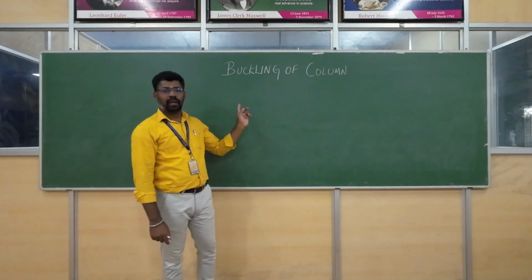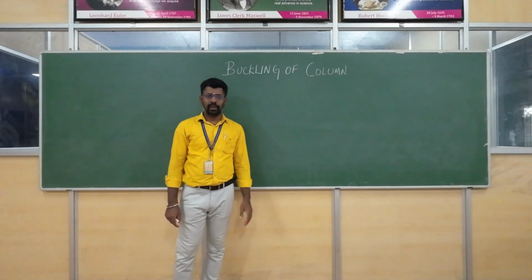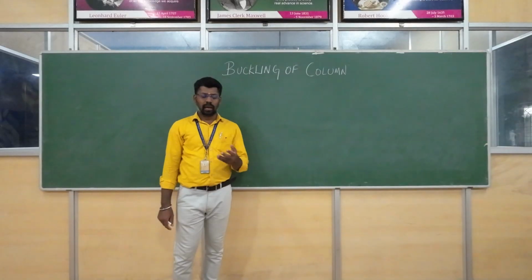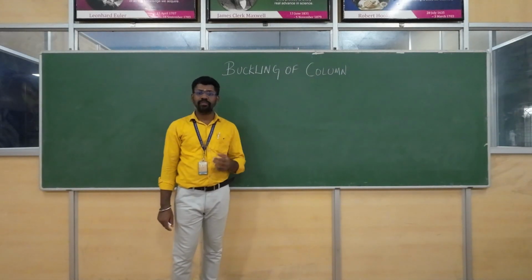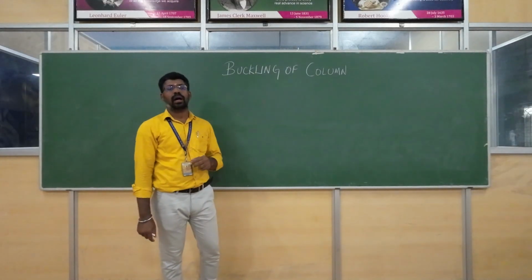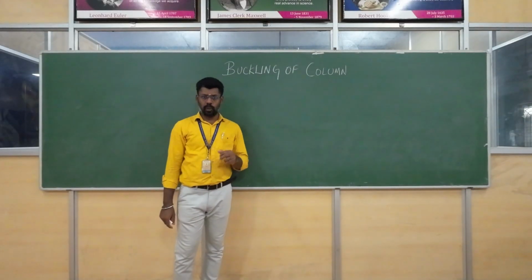Today we are going to see buckling of column. So far we have seen so many structural members like bars which will take axial loads, beams which can take transverse loads, and shafts which can take torsion loads. So today we are going to see column. A column is a structural member which can take axial compressive load.